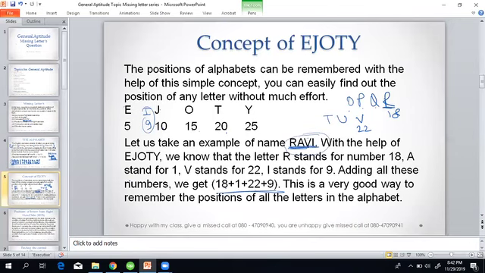So we can easily remember the positions of all the alphabets if we remember the positions of EJOTY. So this is the concept of EJOTY, to remember the positions of all the alphabets to answer the missing letters questions easily.